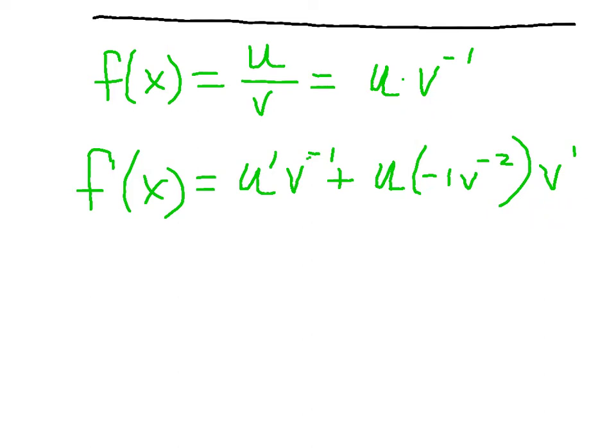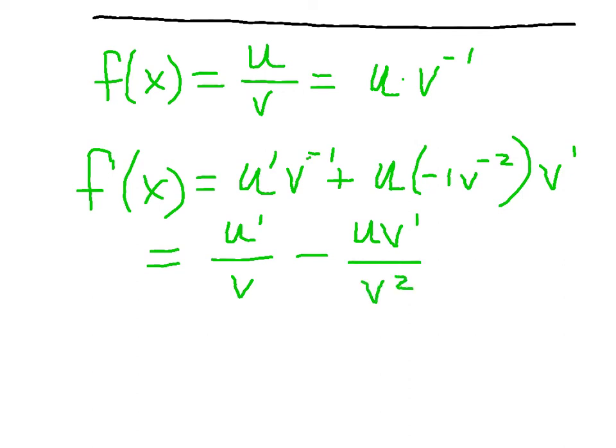All right, let's clean this up doing a little algebra now. So I'm going to write this first term as a quotient. So we're going to get u prime over v. And I'm going to write the second term as a quotient. And it will be a subtraction because of that negative 1. And what I'm going to have here is u and v prime all over v squared.